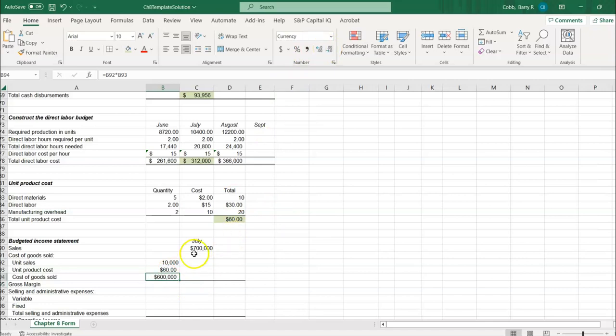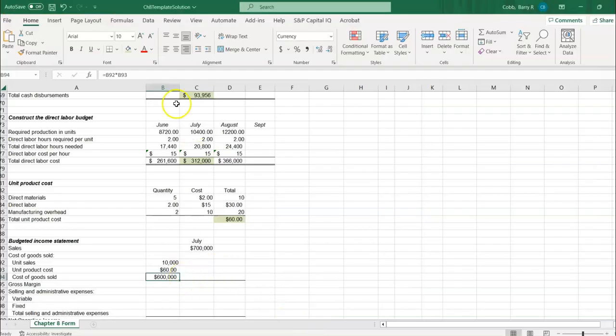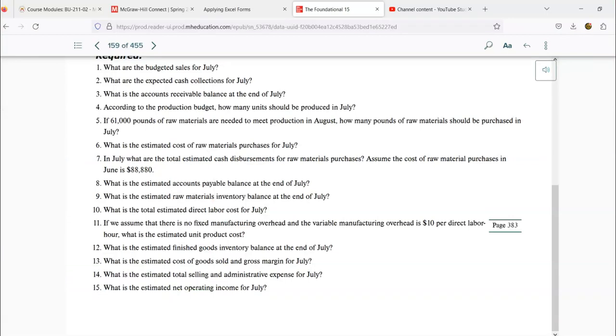I need to change the format to see the number. And so that's our estimated cost of goods sold. That's part of the answer to question 13. And then the gross margin would be the sales minus the cost of goods sold. So that is the other part of the answer to question 13.